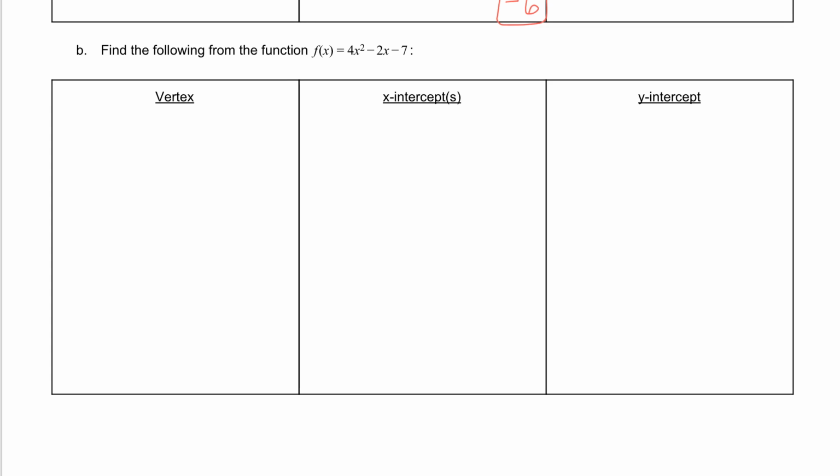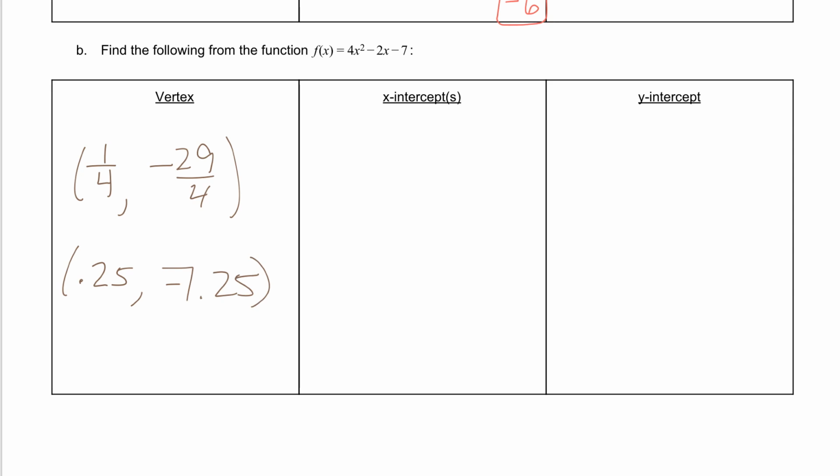If you did the vertex correctly, you should have gotten 1/4, comma, negative 29 over 4. And if you did it as a decimal, that's fine too. You would have yours at 0.25, comma, negative 7.25. So either one of those is fine. Your x-intercepts, you should have approximated those to be 1.60 and negative 1.10. And the y-intercept was negative 7. Let me know if you have questions.